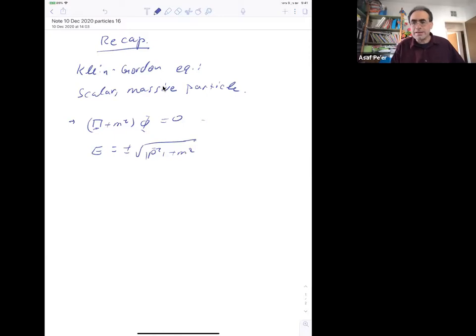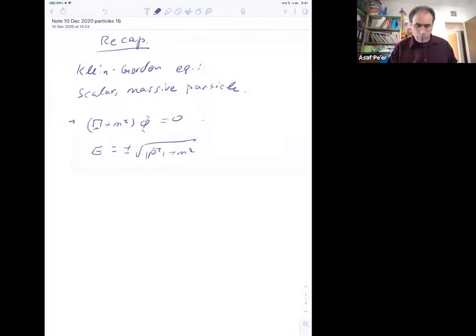But the problem is that it has negative energy states. We cannot in quantum mechanics simply ignore them. And what is even worse is that these states give rise to states with negative probability density. And in quantum mechanics, that means that the probability of finding a particle somewhere in space can be negative, and this is, of course, not a physical situation.